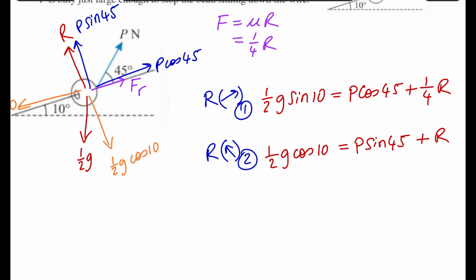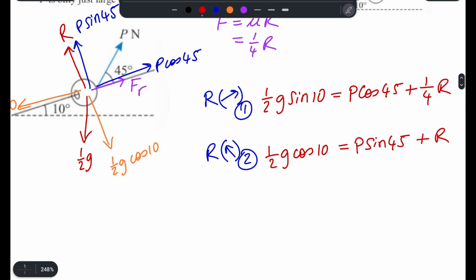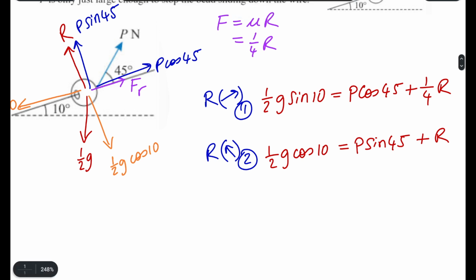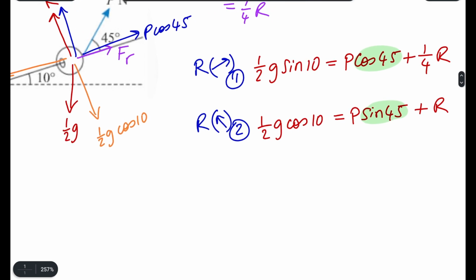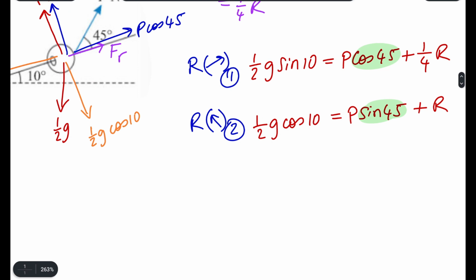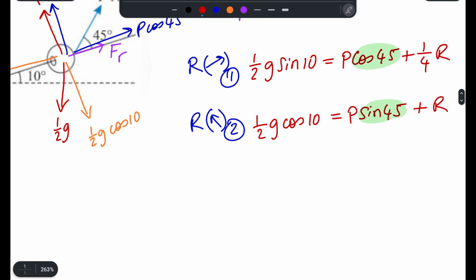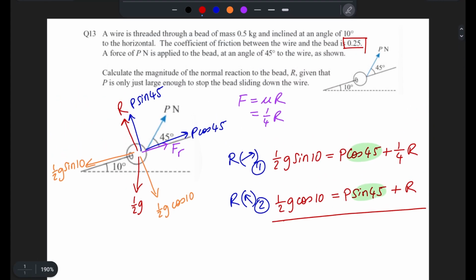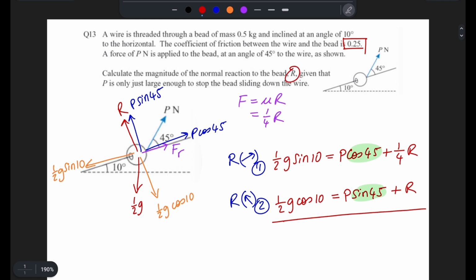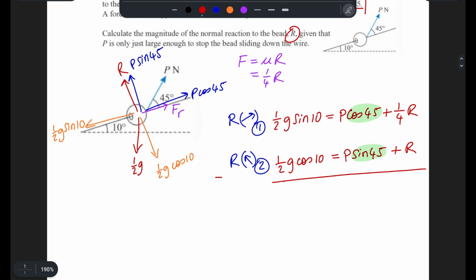Now, interestingly, in this case, we can see that sine 45 and cos 45 are actually equal to each other. You could also just turn them into surds straight away, if you want to. And there's lots of methods to solve simultaneous equations. I am going to use elimination because it looks like they line up quite well with each other. Because the question is asking for us to work out R, we need to eliminate P, and we can do that just by subtracting. So half g sine 10 take away half g cos 10.